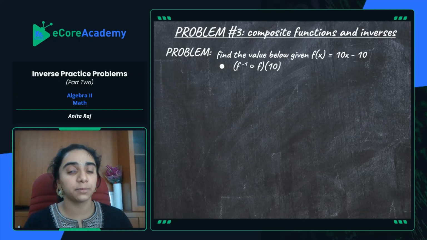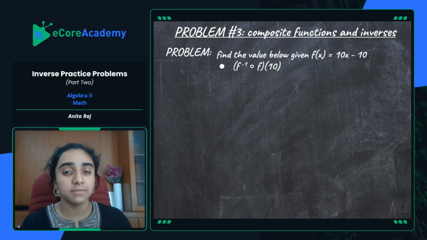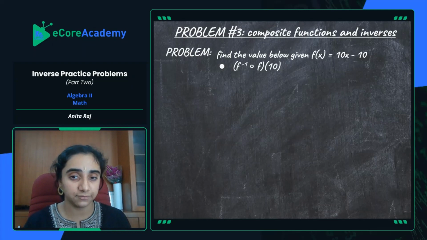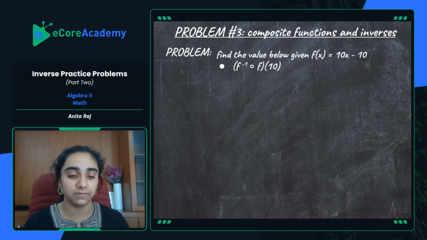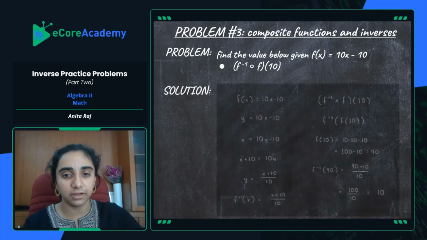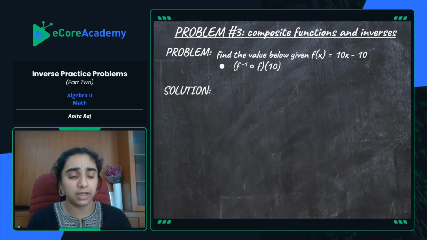After we find the inverse, we're plugging 10 into f first, because that is the function in this notation that's closer to 10. We're going to plug 10 into f of x first. Then we're going to plug whatever value we get from that into the inverse, f inverse. So here's your solution pre-written, and I'm going to be running through that again with you.